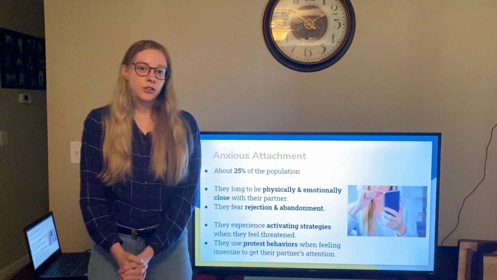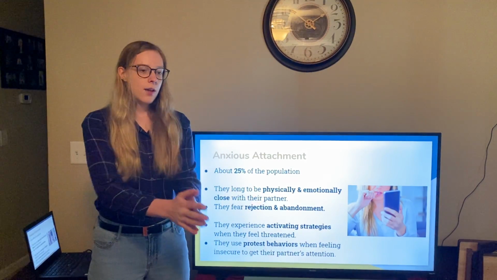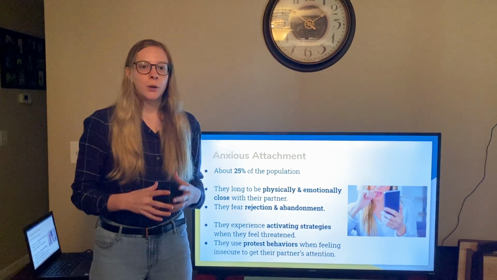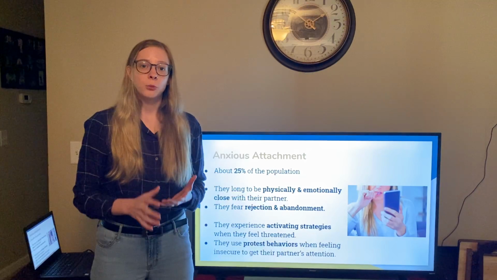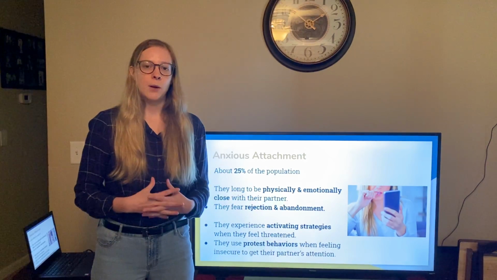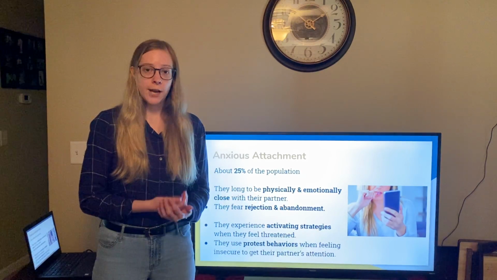First, we're going to start with anxious. So anxious people are about 25% of the population, and people with an anxious attachment style generally just want to be physically and emotionally close with their partner. They want intimacy and security in their relationship, and they want to know and be reassured often that their partner loves and cares for them.